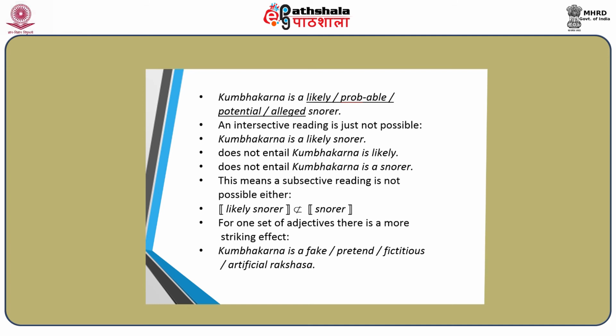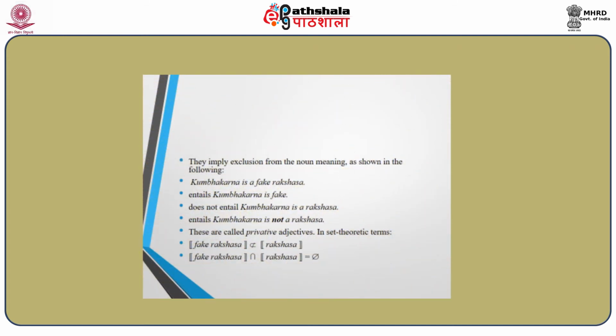For one set of adjectives, there is a more striking effect. Kumbhakarna is a fake or pretend or fictitious or artificial Rakshasa. They imply exclusion from the noun meaning, as shown in the following. Kumbhakarna is a fake Rakshasa entails Kumbhakarna is fake. But it does not entail Kumbhakarna is a Rakshasa. In fact, it entails Kumbhakarna is not a Rakshasa. These are often called privative adjectives. In set theoretic terms, fake Rakshasa is not a subset of Rakshasa. In fact, the intersection between fake Rakshasa and Rakshasa is the empty set.